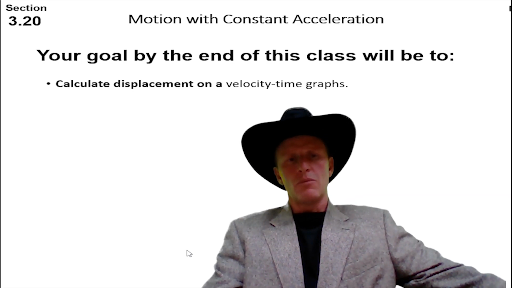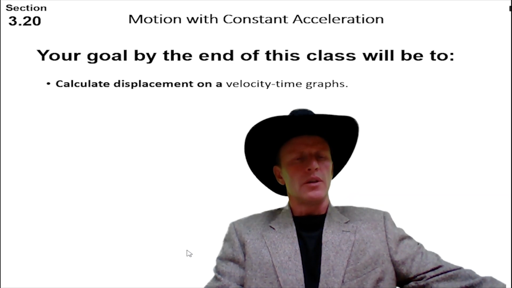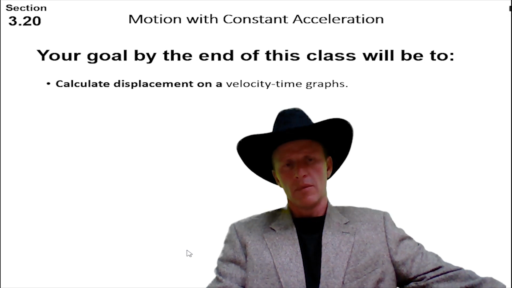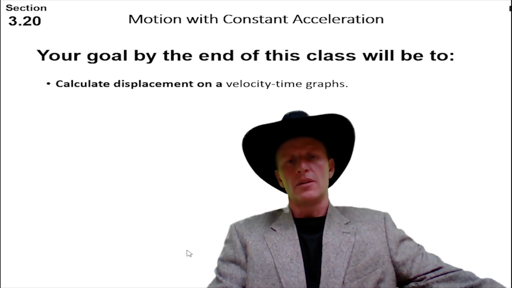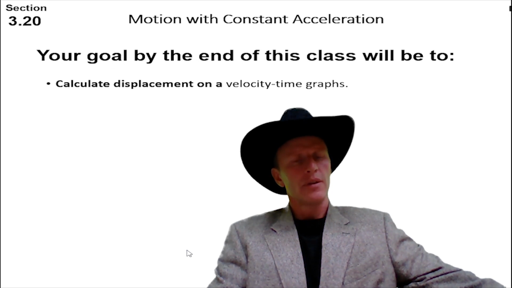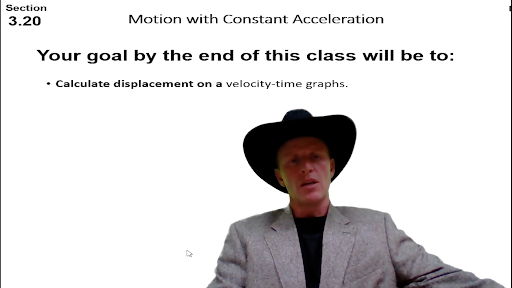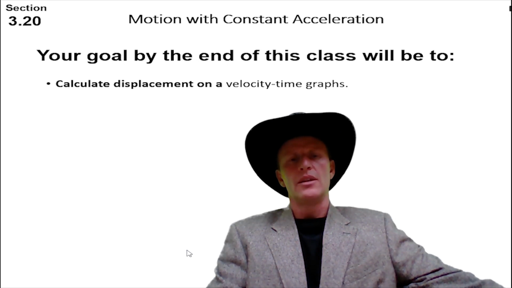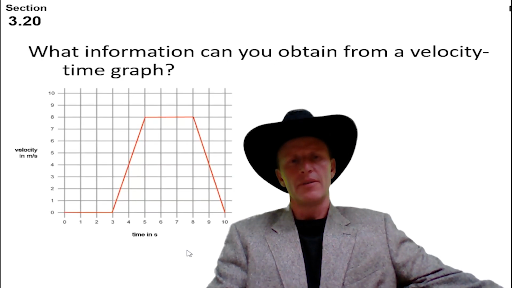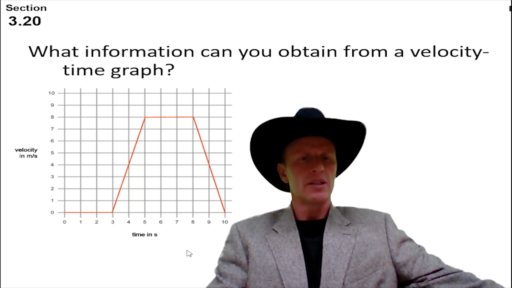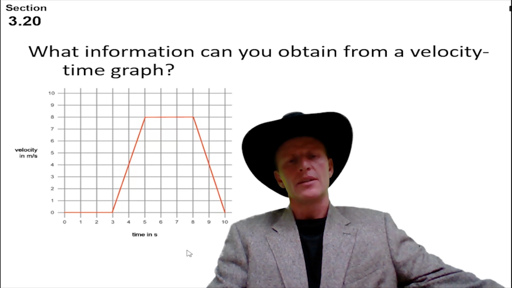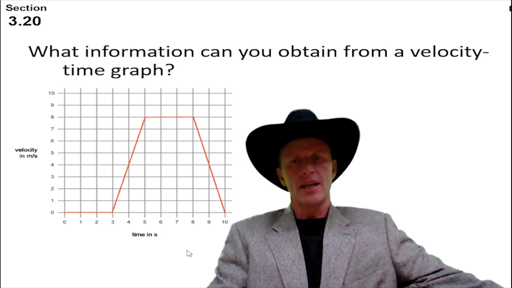All right, this is Cowboy Joe here with a recapitulation of section 3.20, dealing with what you can find on a VT graph. Your goal by the end of this module will be to calculate that fourth item on our list, displacement on a VT graph. So let's look at a VT graph. A VT graph refers to velocity on the y-axis and time on the x-axis.